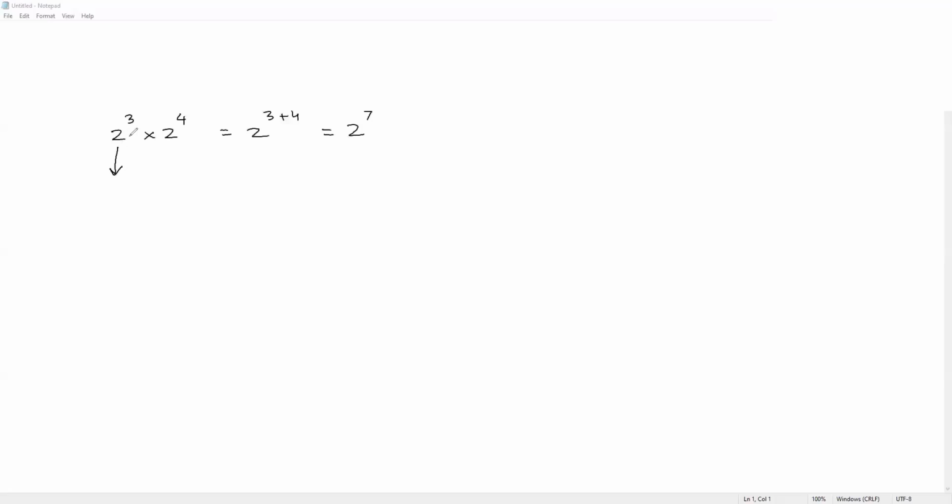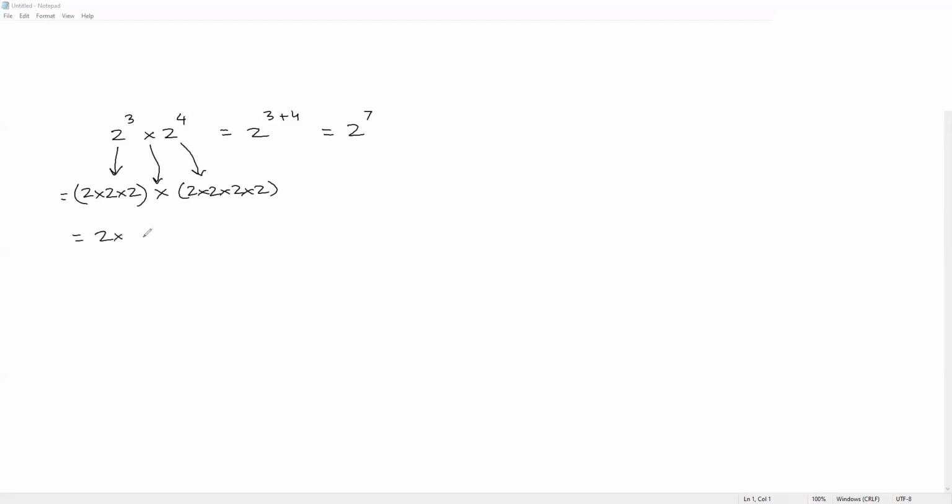Let's think about this. What is 2 to the power of 3? It's a bunch of 2's multiplied together: 2 times 2 times 2, right? And what's 2 to the power of 4? It's 2 times 2 times 2 times 2, 4 2's multiplied together. And the whole thing is being multiplied, right?